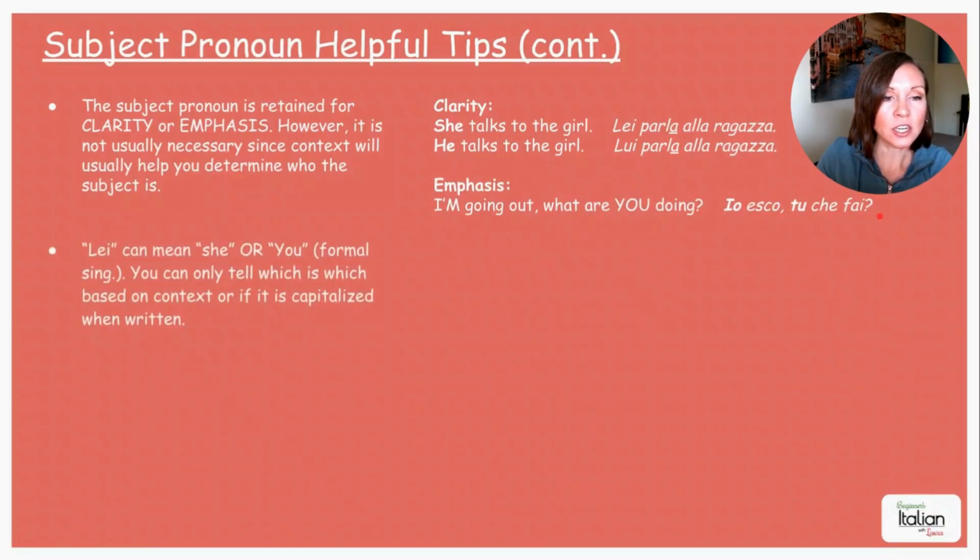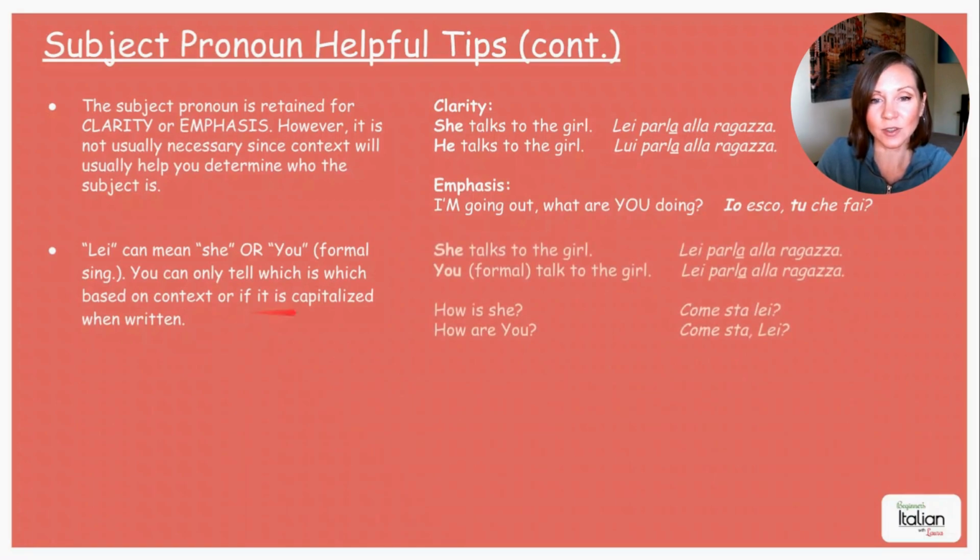Lei can mean she or you in the formal singular. You can only tell which is which based on context or if it is capitalized when written. Okay, so she talks to the girl. Lei parla alla ragazza. You, formal, talk to the girl. Lei parla alla ragazza. Okay, do you see any difference? No, you shouldn't because there is no difference.